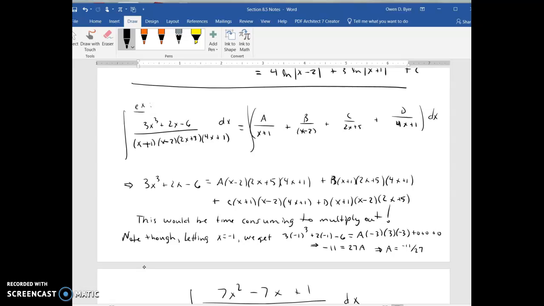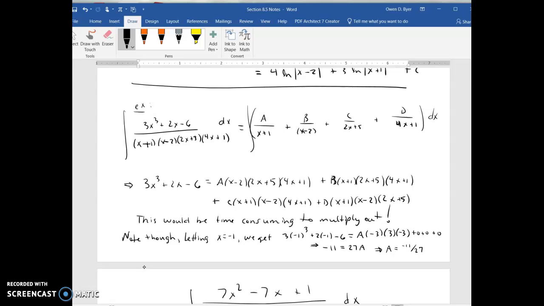When you have all linear factors like we do here, you can go ahead and get a common denominator like we did and then equate the numerators, so that 3x cubed plus 2x minus 6 equals, over here on the right, a sum with 4 terms. Each term has either A, B, C, or D in it times the other 3 factors that weren't present. You can multiply all that out, but there's a faster thing you can do when all the terms are linear, and that is, notice that this equation has to hold for all values of x.